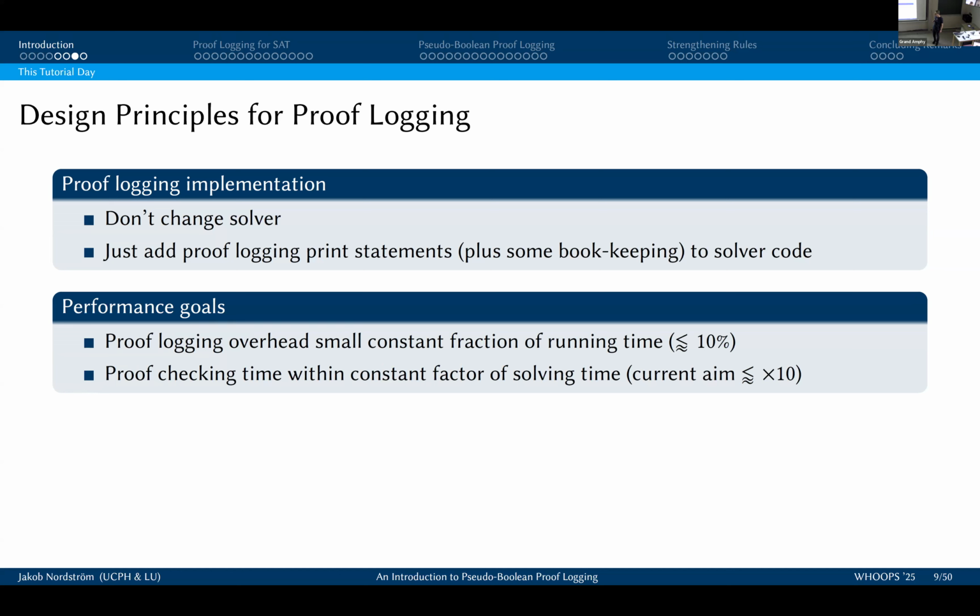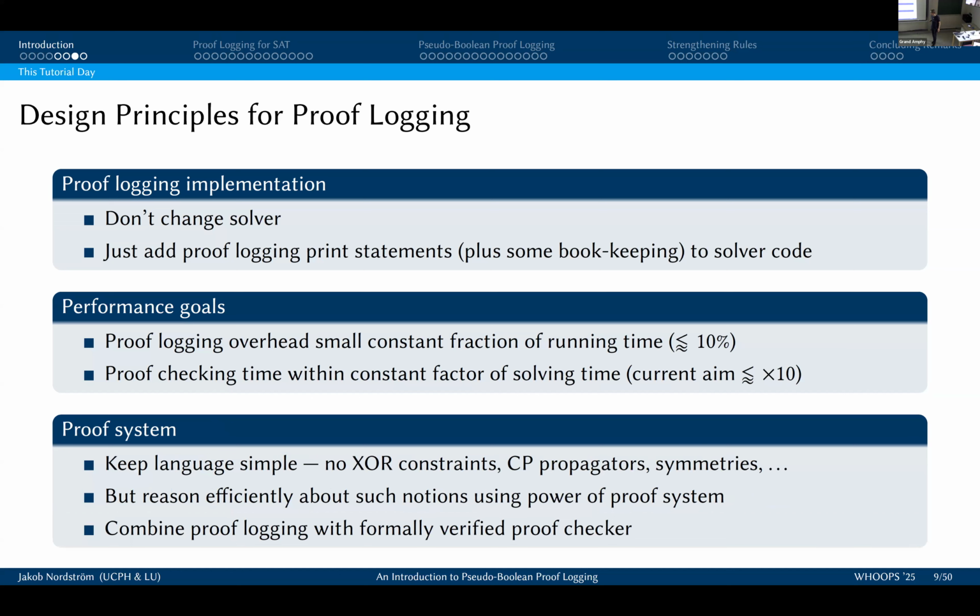We want the proof logging overhead, the overhead for generating proof, to be small. What the SAT community achieves is something like a 10% overhead. Proof checking, we're not expecting it to be as efficient. The SAT competition currently allows roughly a factor 10 larger proof checking time than solving time. So this is what we're shooting for. For more efficient paradigms, as you will see later during the day, we're not quite there, but just to say that this is kind of our mental target, what we're shooting for.